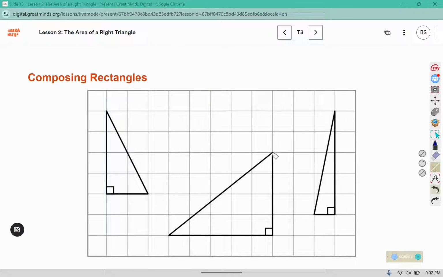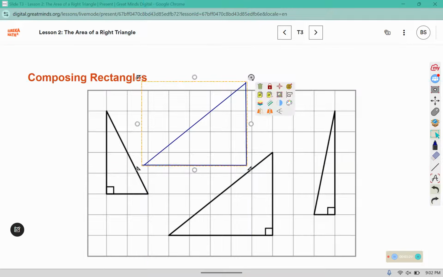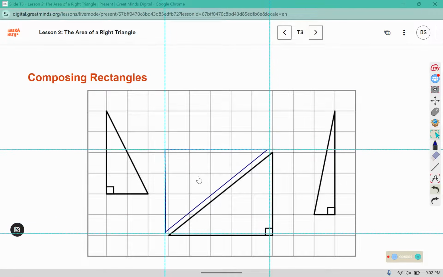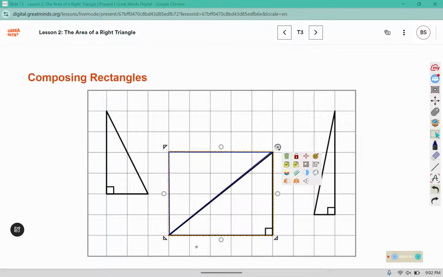What about these triangles? Can I make a rectangle with two identical pieces? Two identical triangles. If I turn this piece around and match it up, again, I'm able to make a rectangle.